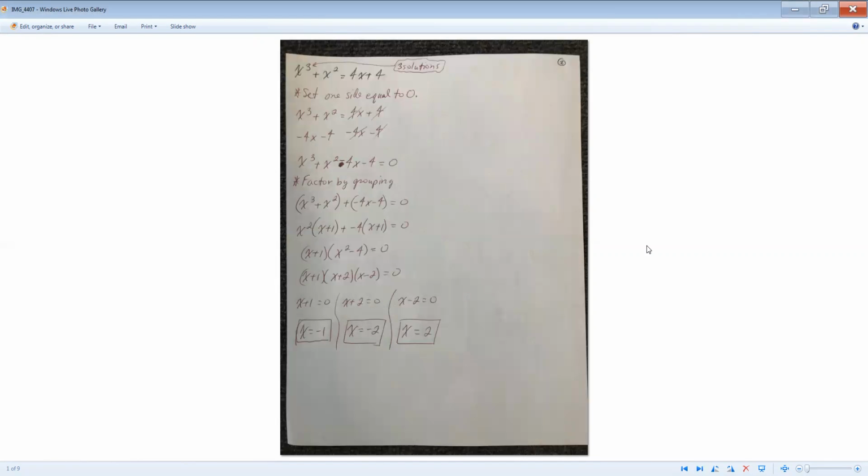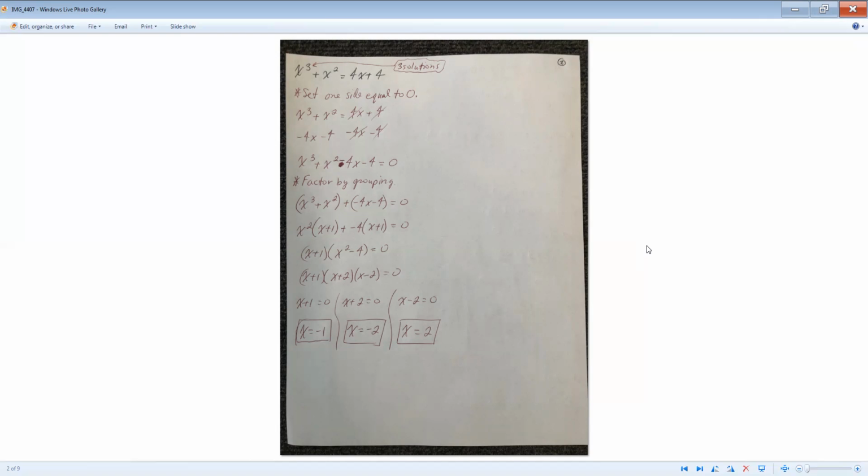Next one, we have x cubed plus x squared equal to 4x plus 4. Our highest power of x is 3 this time, so we should look to have 3 solutions. So once again, we set one side equal to 0. In this case, we'll subtract 4x and subtract 4 from both sides, leaving us with x cubed plus x squared minus 4x minus 4 equals 0.